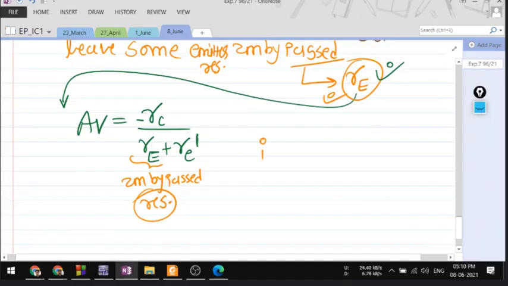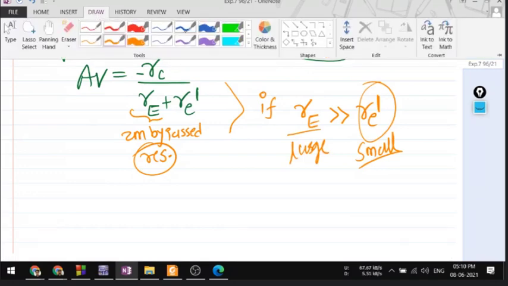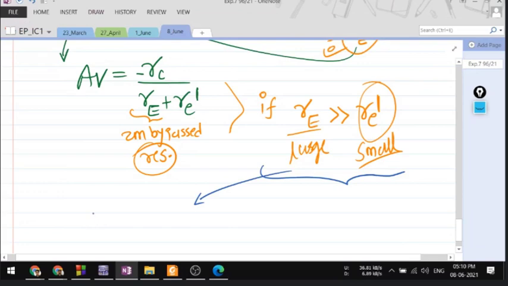Now if RE, the unbypassed resistance, is greater than RE dash, you can neglect RE dash. RE dash is very small and RE is a large quantity. So your gain becomes minus RC upon RE.